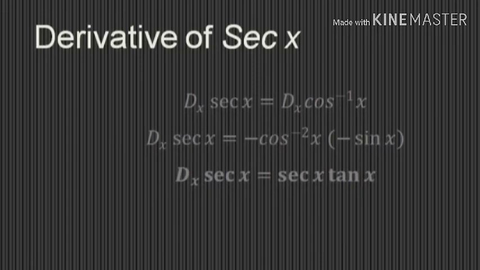How about the derivative of secant x? Dx secant x is equal to dx of cosine x to the negative 1. By using the chain formula in derivative, we get that dx of cosine x to the negative 1 is equal to negative 1 times cosine x to the negative 2 times the derivative of cosine x, which is negative sine x. So dx secant x is equal to secant x times tangent x.